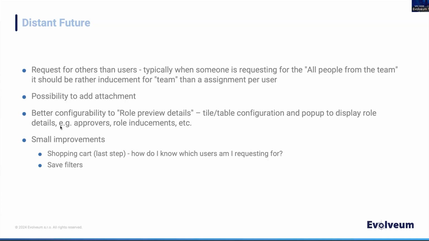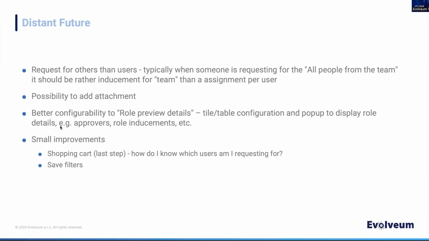Another feature that will probably be requested in the near future will be improved configurability for the role catalog, where we display the list of the roles or the items that can be requested. Currently there are options to somehow customize the visual side of it, therefore tiles and table configuration. And also there could be even more options to customize how the details of the roles are displayed for the users.